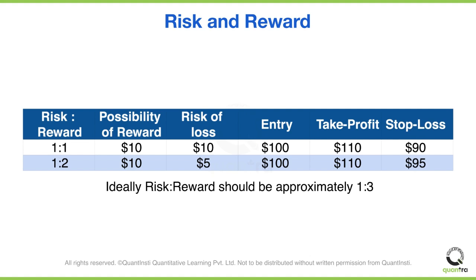According to the levels that John had set earlier, his risk-reward ratio works out to 1:6. This ratio is too skewed. And ideally, the ratio should be somewhere around 1:3.